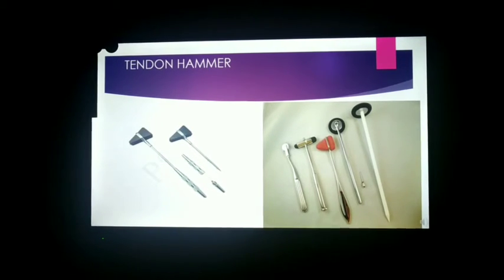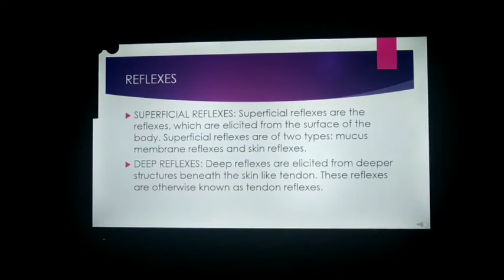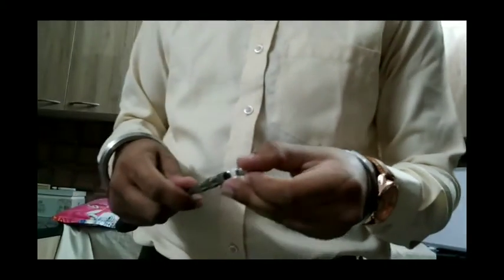Now, the tendon hammer. There are a number of tendon hammers like Trommer, Queen Square, Babinski, Tomahawk, or the Taylor hammer. The one we will discuss is the Taylor hammer. The hammer we are using is the Taylor hammer, which has a triangular rubber head, followed by a needle which is screwed in. Then it has another end with a brush, which is used for strokings and scratchings, and the last one is the tail.